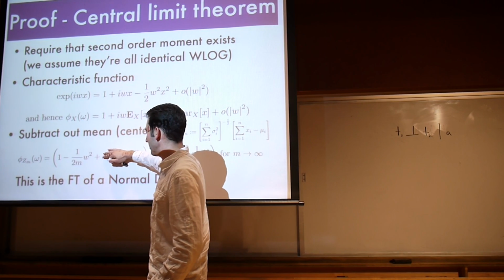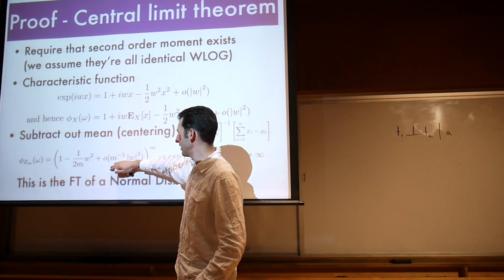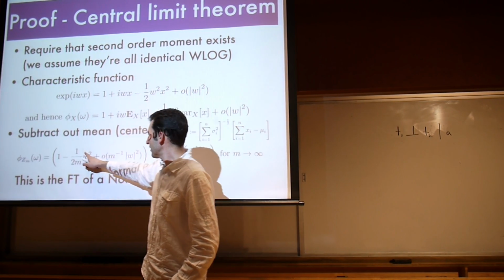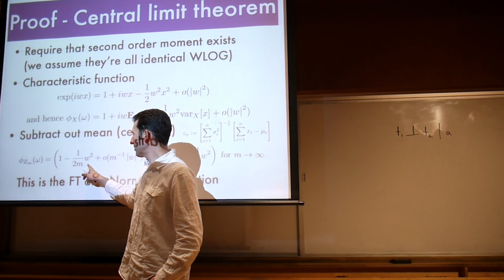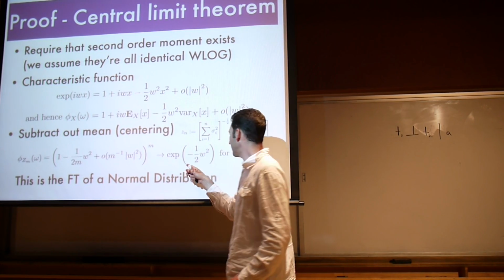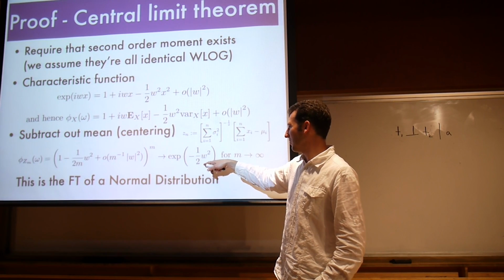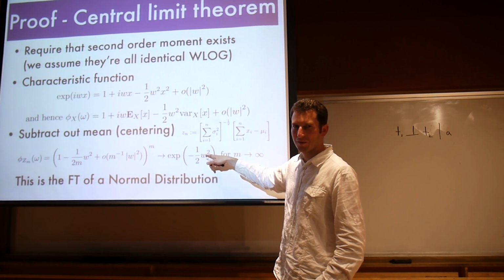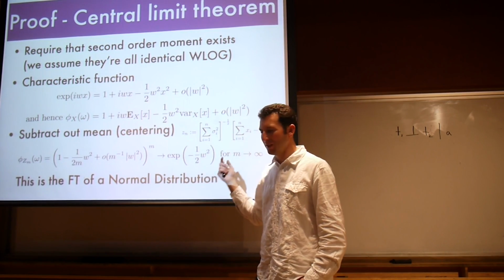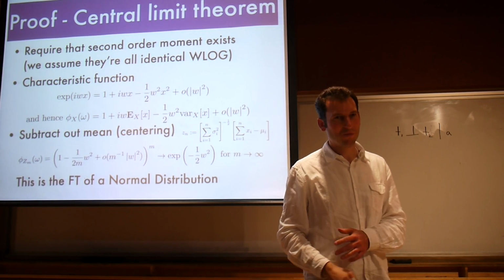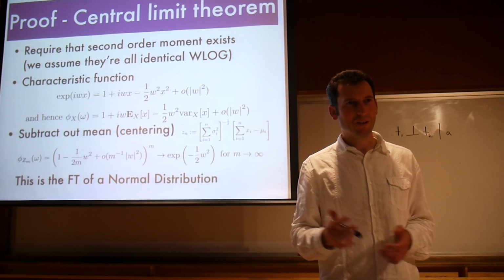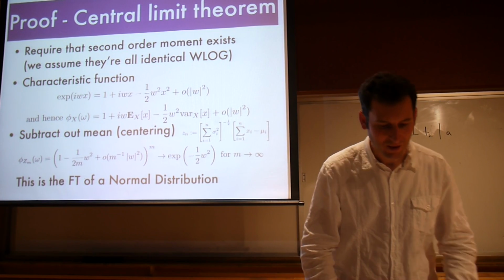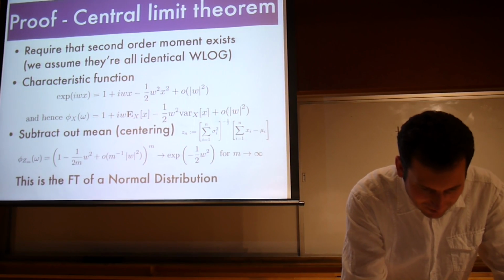And so these are again higher order terms, so they all disappear nicely. And this one here remains. So this thing gives us e to the minus 1 half omega squared, which is a Gaussian. And since the Fourier transform of a Gaussian is a Gaussian, we know this is the normal distribution. Now, this is all very nice in theory.